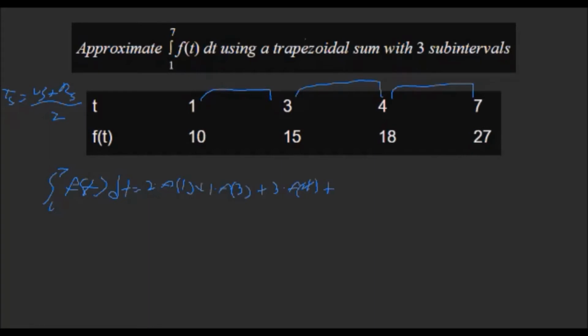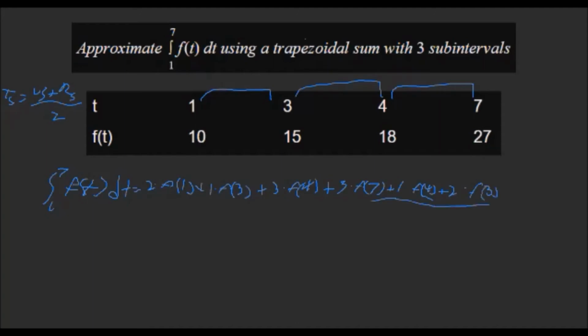So we're going to add this together. We're going to start over here. The rightmost value in this interval is f(7), which is 27. And we're going to multiply that by delta t, which is 3. So 3 times f(7), plus 1 times f(4), plus 2 times f(3), all over 2.